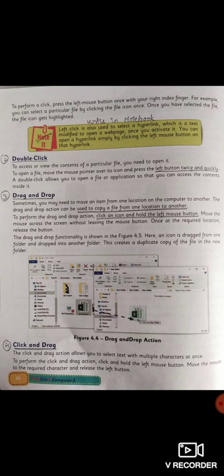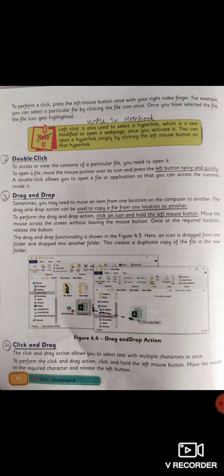Now, if you click and release the mouse button, it will turn out to be a click. Now to perform drag and drop, you have to press the left mouse button and you have to hold it. You don't have to release, you have to hold it. Now, holding the left mouse button, you need to move the mouse across the screen and take it to the desired folder or location where you want to place the file. Once you are at that required location, you simply release the button.